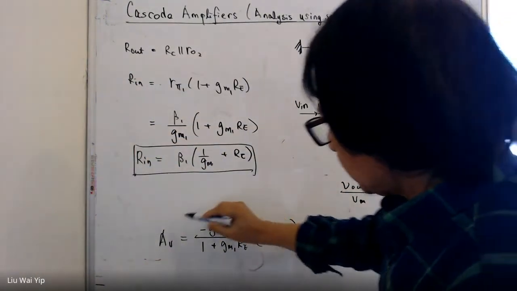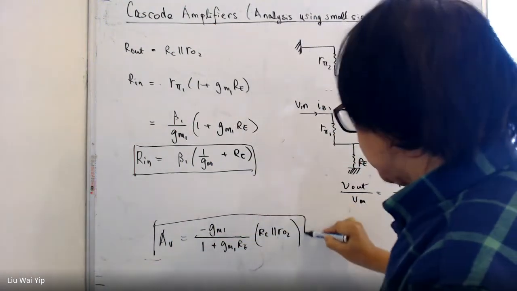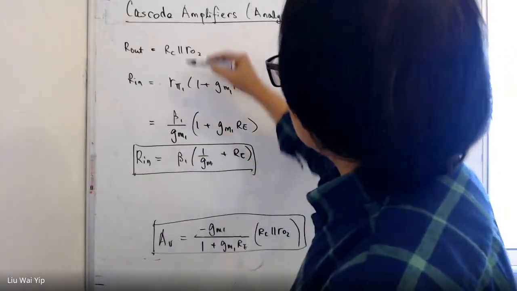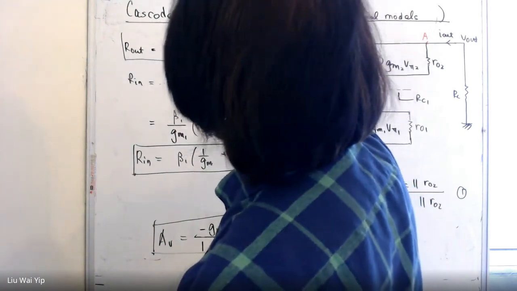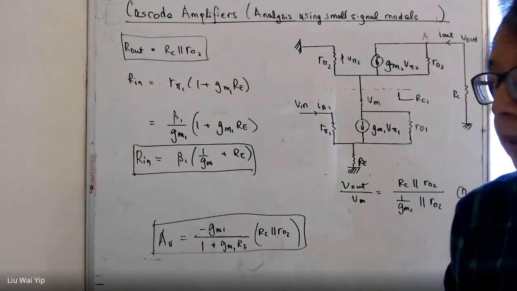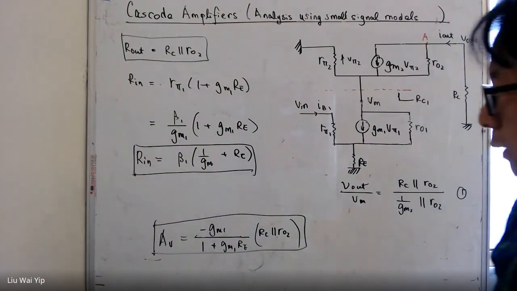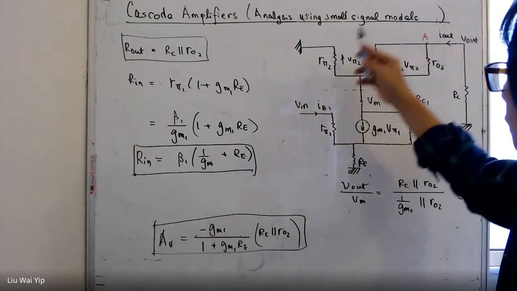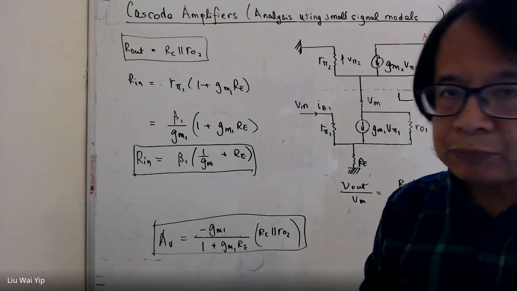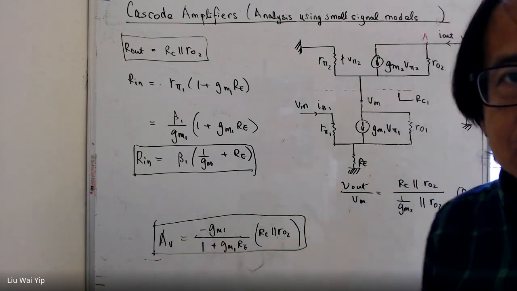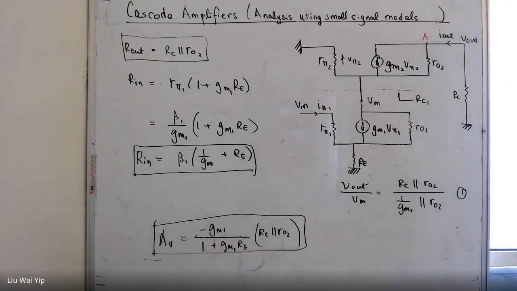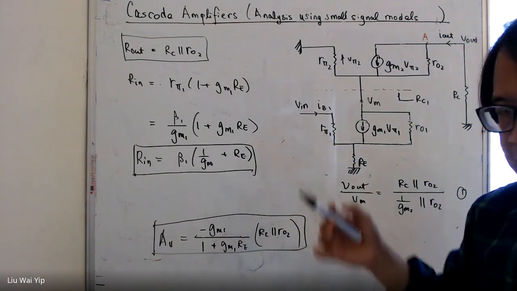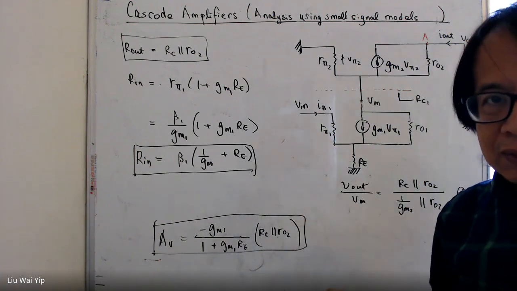And the voltage gain here, and the output resistance here. So this is the so-called mid-band analysis based on the small signal model. And if you have any questions, please leave them in the comment box. I hope this is satisfactory to you. Thank you very much.